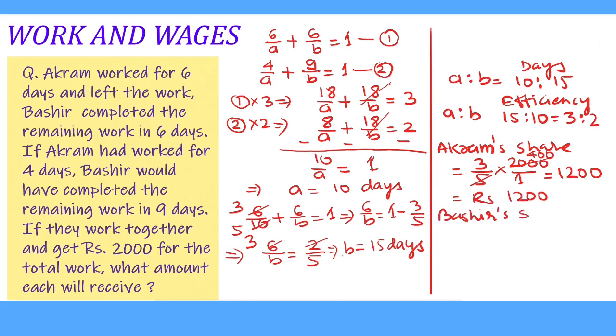And Bashir's share will be 2 upon 5 multiplied by 2000. 5 cancels 2000 for 400 times again. So this gives 2 multiplied by 400 equal to 800, which is rupees 800. Thus Bashir's share is rupees 800. This way we can find it by the conventional or normal method, in which the basic concept involved is capability or efficiency, and how to find efficiency by forming the equations.